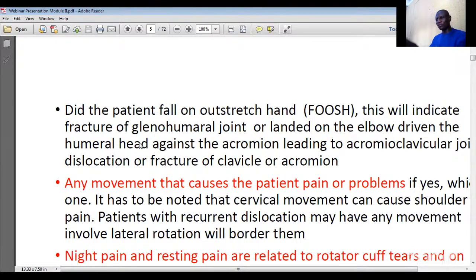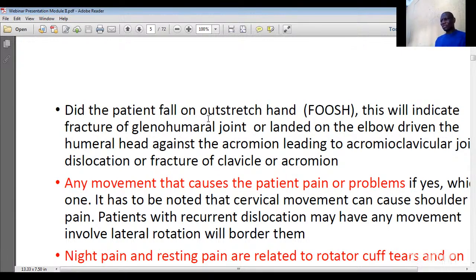Then I put something here for our understanding. If the patient falls on an outstretched arm, somebody is falling from a height and he pushes his hand forward. In that way, if he lands on that, then there may be something. There may be fracture of the glenohumeral joint, there may be fracture of the clavicle, there may be fracture of the acromion or acromial process. All those are things that may be associated with falling. You call it FOOSH, falling on outstretched hand.